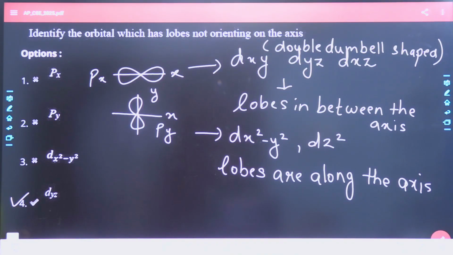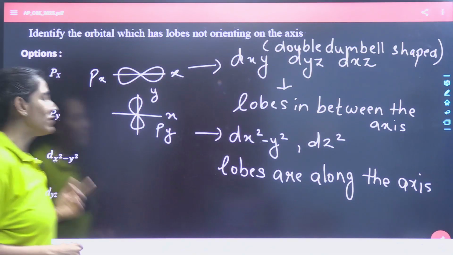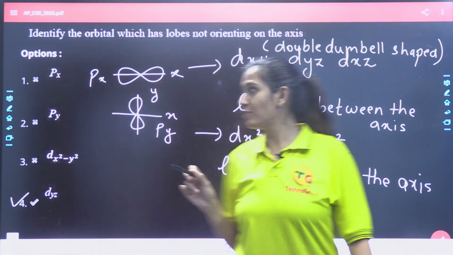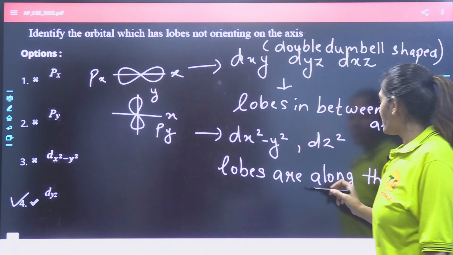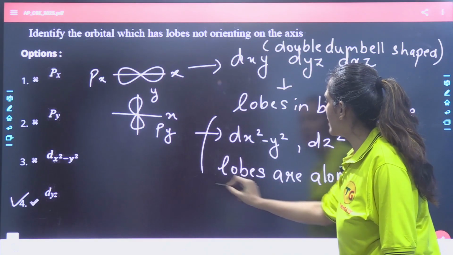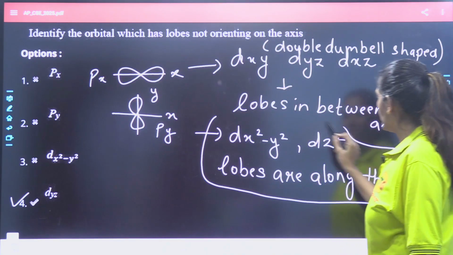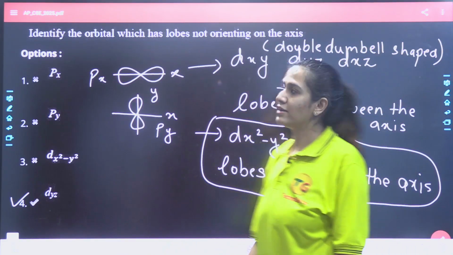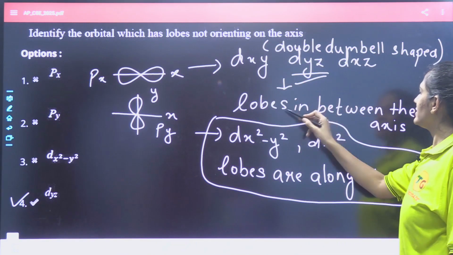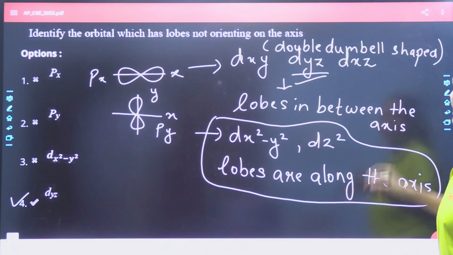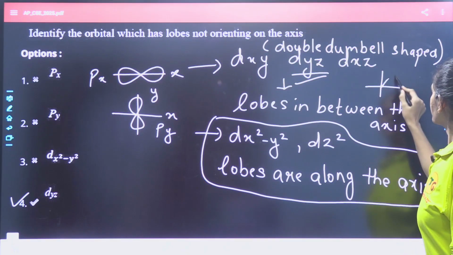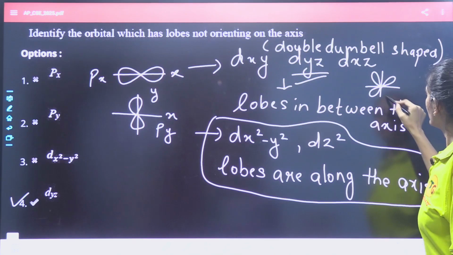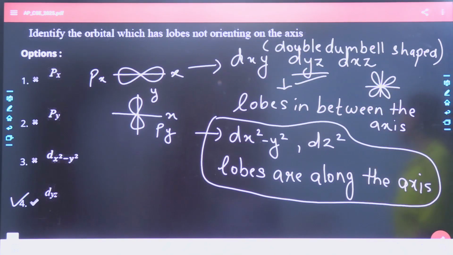Here the lobes are present where? In between the axis. When we talk about dx square minus y square also, the lobes are along the axis. So out of these four options, the correct option is dyz. Their lobes are where? In between the axis, like this.